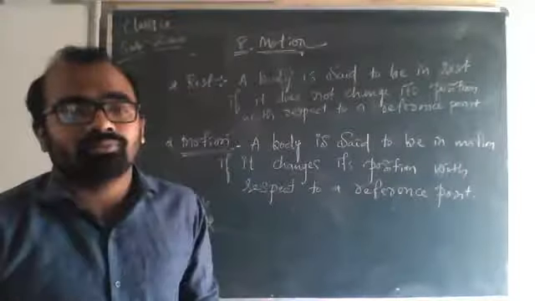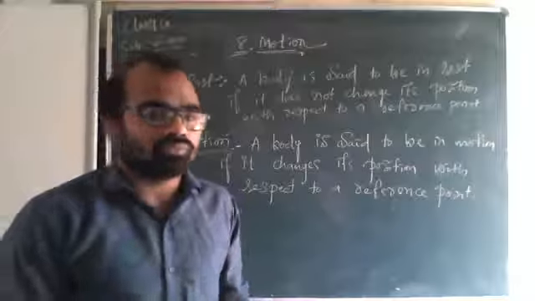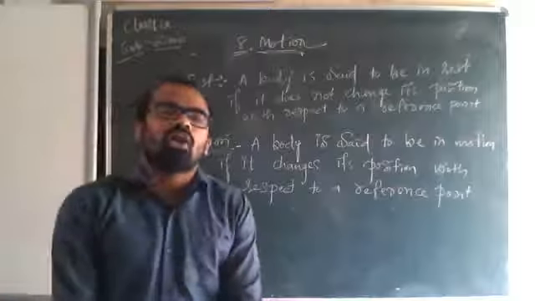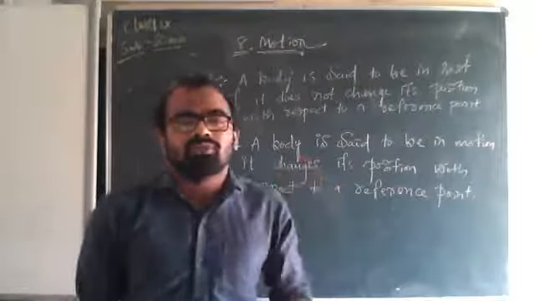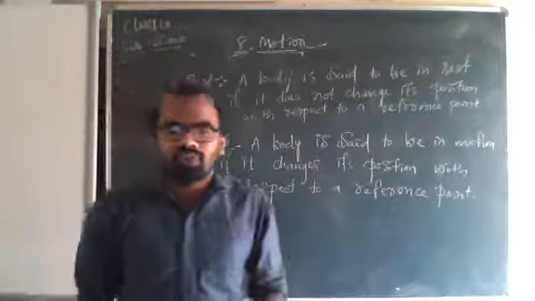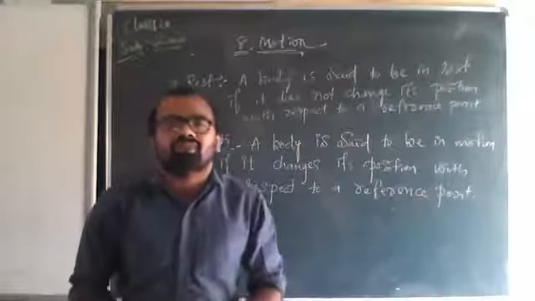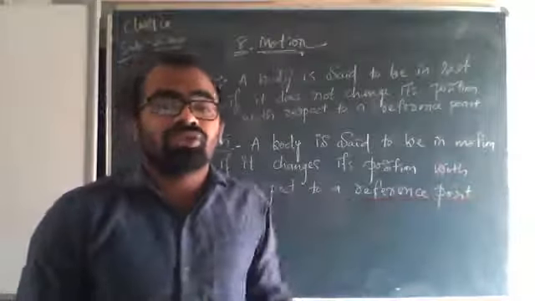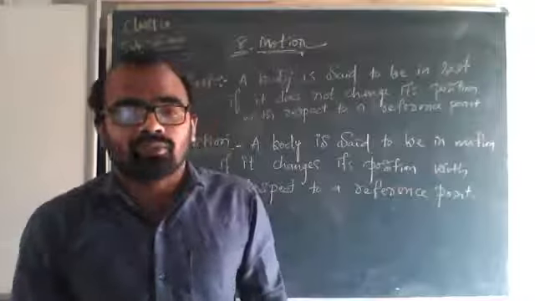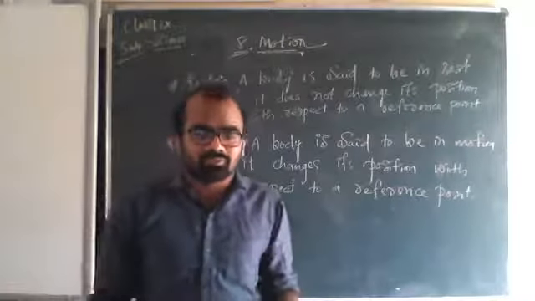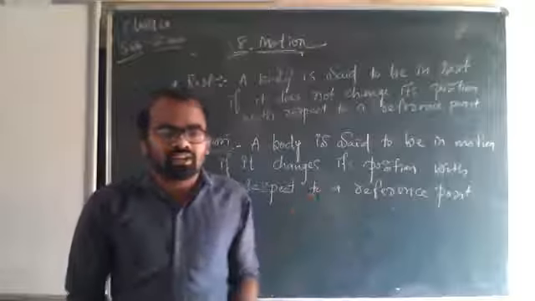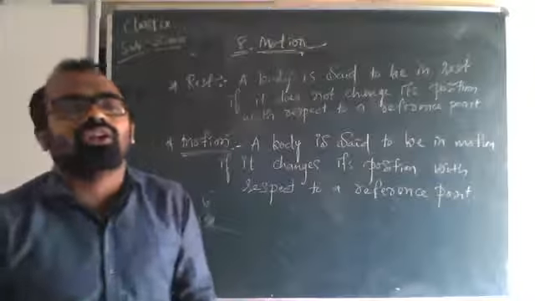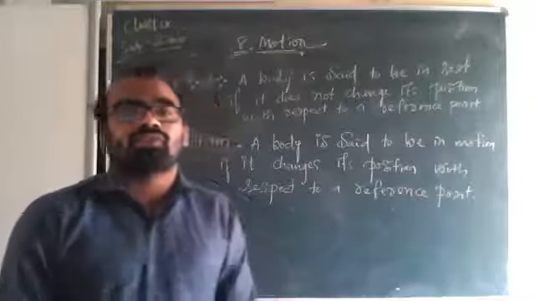So how is that? I have given you so many examples. For example, earth is in motion. How do we know that? Suppose we take sun as a reference point. The distance between sun and earth keeps changing. So earth is changing its position with respect to sun, so we can say that earth is in motion. That means here the body is earth and the reference point is sun. So a body is said to be in motion if it changes its position with respect to a reference point.